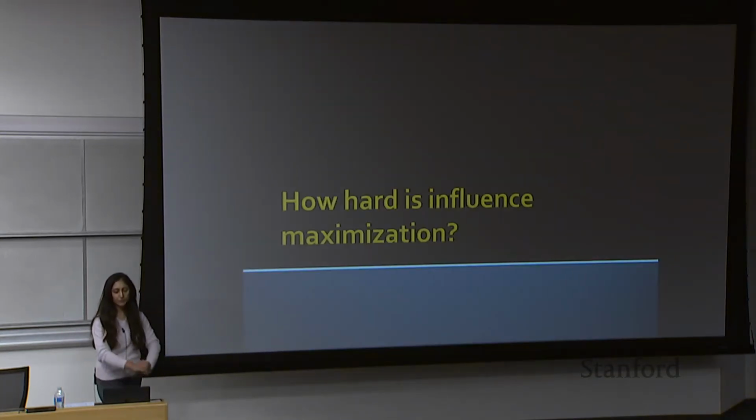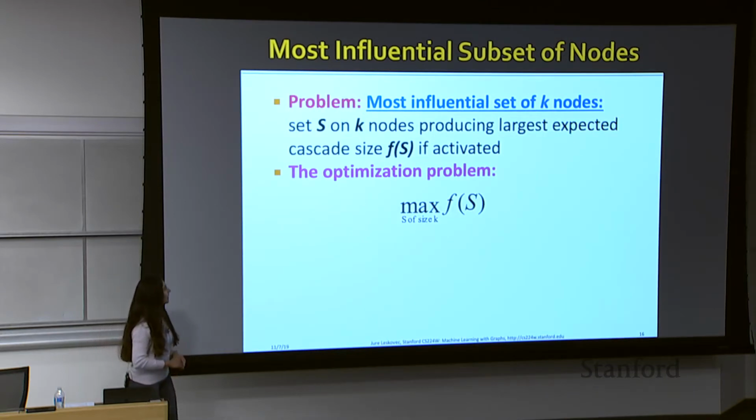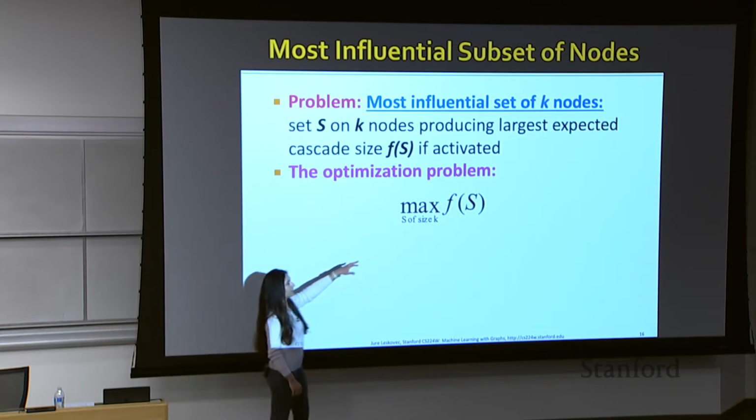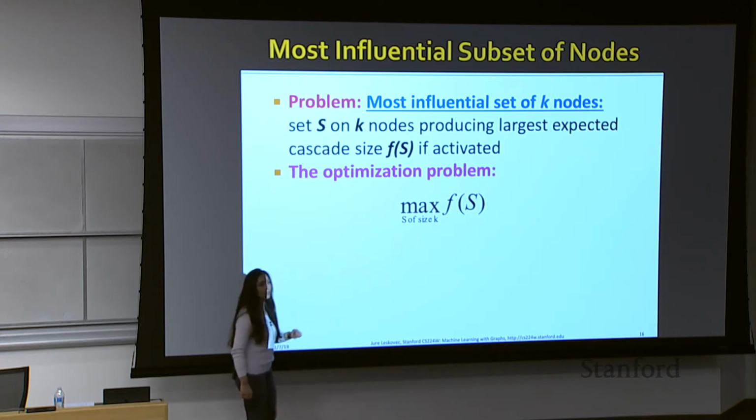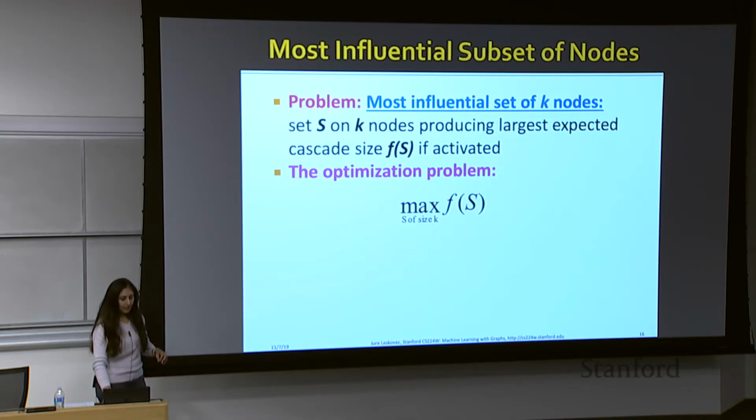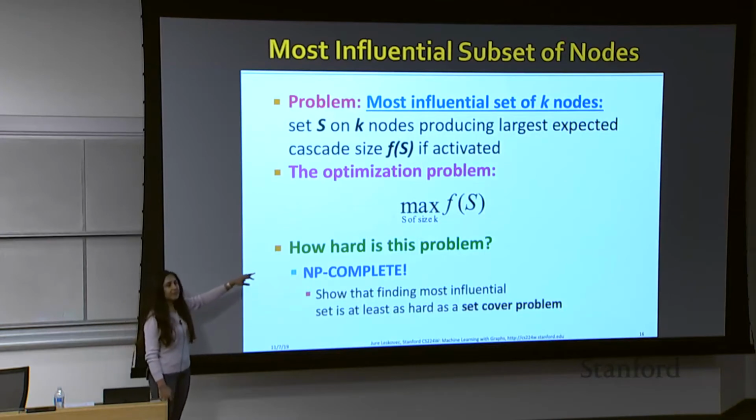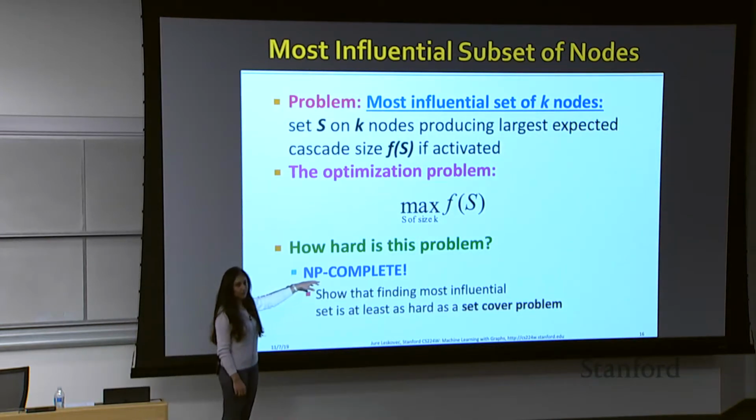So how computationally hard is this problem? The problem, again, is that F is the expected number of people who are activated by initial active set S. And we want to maximize this function, starting from initial seeds S. So this problem is not easy. This is an NP-complete problem.